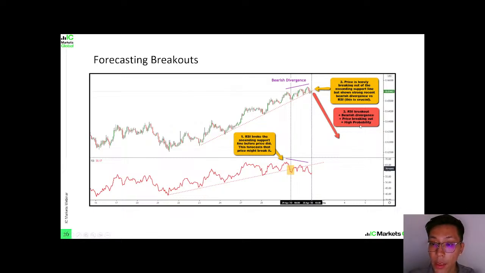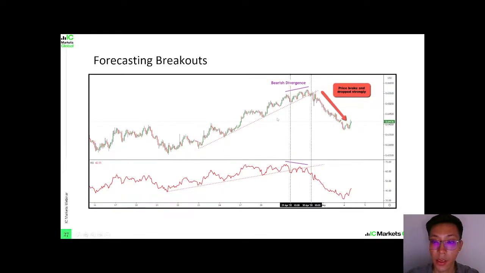Then the third thing is RSI breakout plus bearish divergence plus price breaking out equals high probability of price reversing off this and breaking out of this ascending trend line. Right here in this example, we can see price broke and dropped strongly. You can look at RSI as well. RSI did the same movement. So we have bearish divergence, RSI breaking out earlier, and then price broke and dropped strongly.